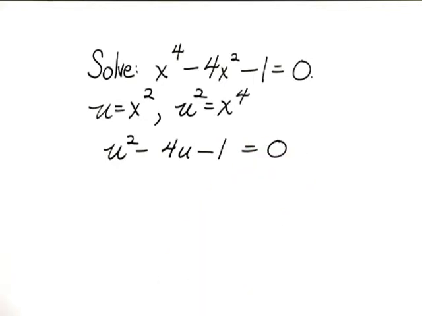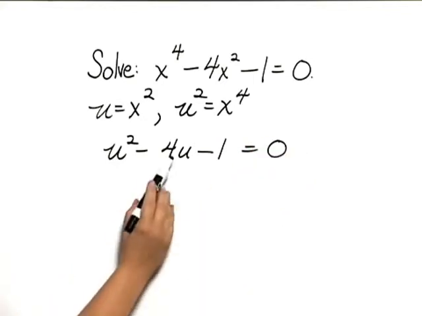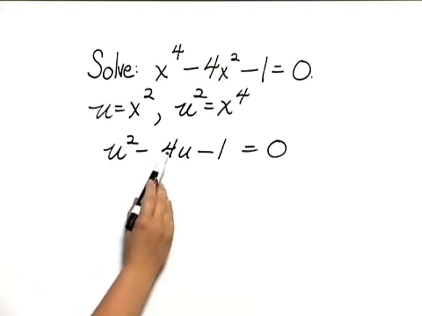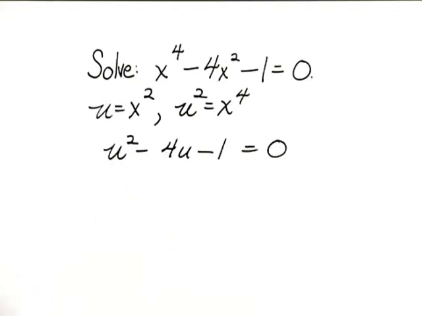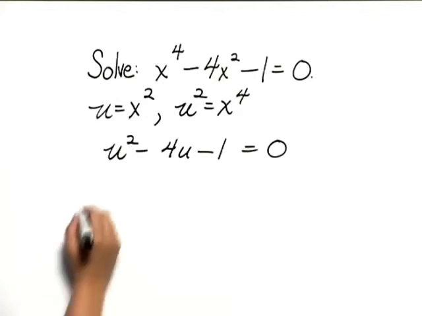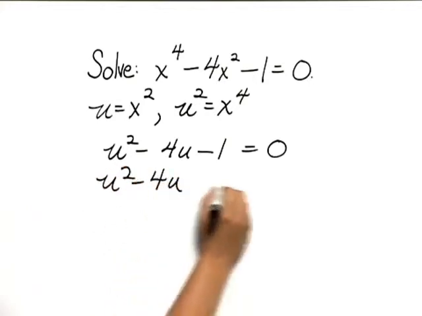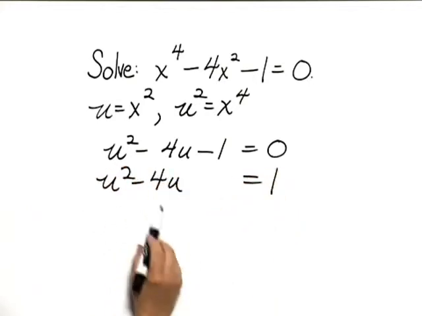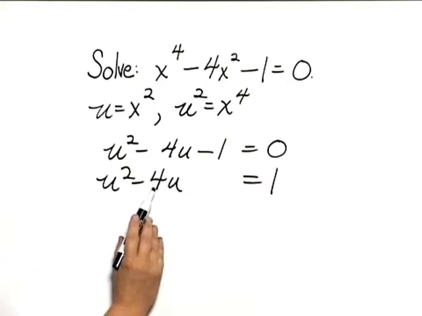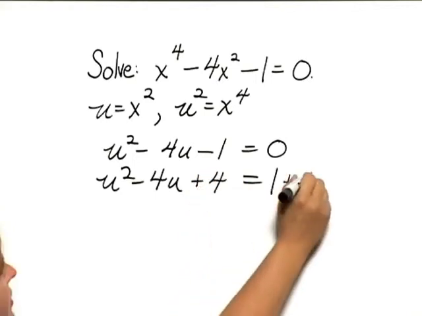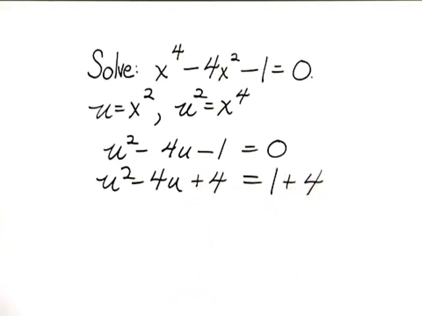This does not factor. However, because the coefficient of u squared is 1 and the coefficient of u is an even integer, it's fairly easy to solve this by completing the square. We would add 1 to both sides and then take half of negative 4, which is negative 2, and square it, which is 4. So we would add 4 to both sides of the equation to complete the square.